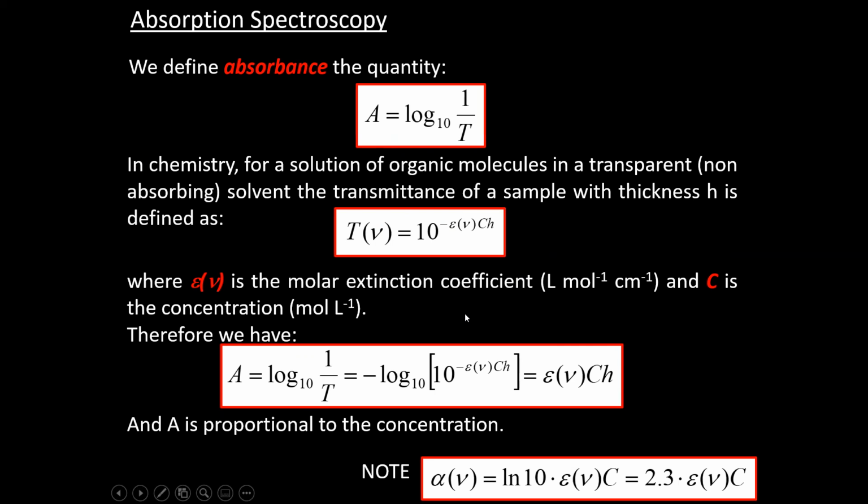And we have seen that there is a relation between the absorbance of a medium and these three quantities. So the absorbance is the product of the molar extinction coefficient, the concentration of the molecules inside the volume, and the thickness of the sample.